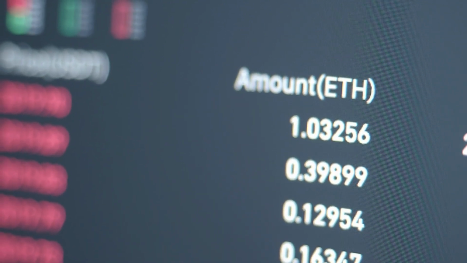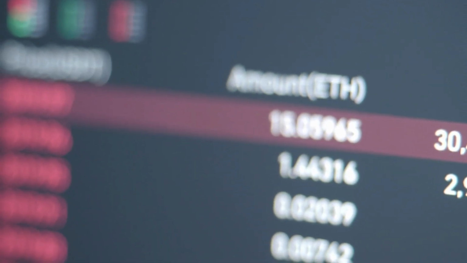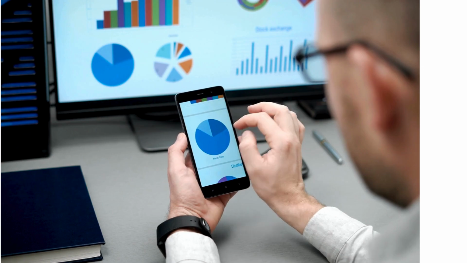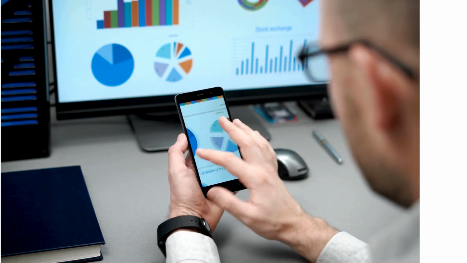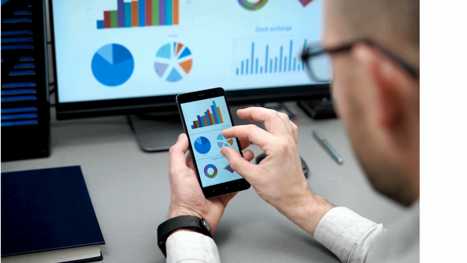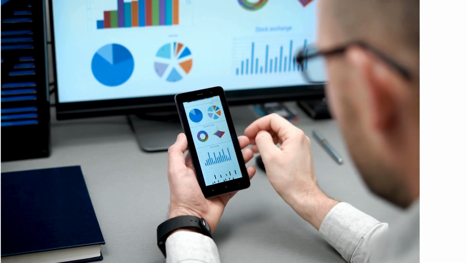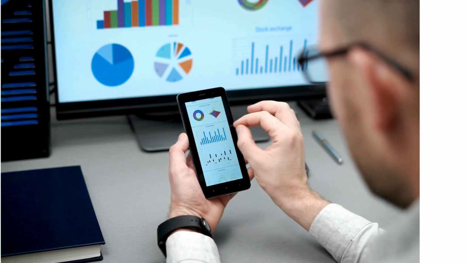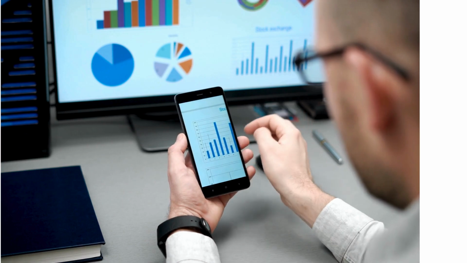Why does crypto arbitrage exist? Arbitrage opportunities arise due to several factors. Market fragmentation: cryptocurrencies are traded on hundreds of exchanges worldwide, each with its own supply and demand dynamics. Liquidity differences: some exchanges have higher trading volumes than others, leading to price discrepancies.